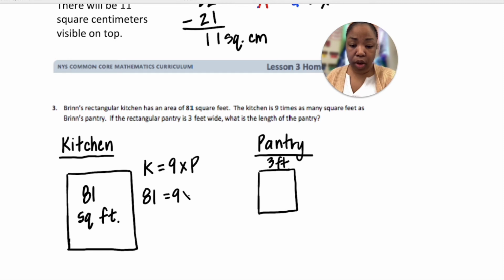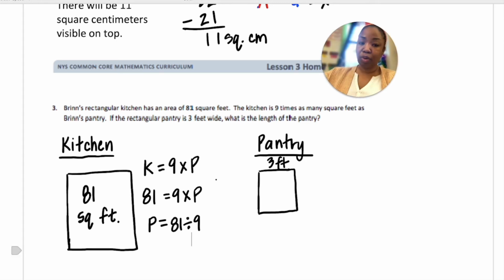We also know that the pantry is 9 times that. So I can figure out the area of the pantry by doing the inverse of multiplication. I'm going to divide by 9, right? Because if I divide 9 times P divided by 9, then that gets rid of that 9 times, and it just leaves the P completely by itself.